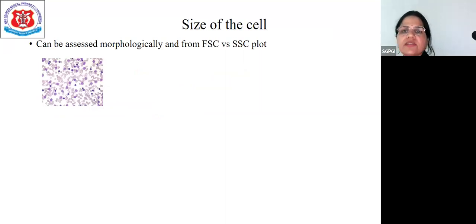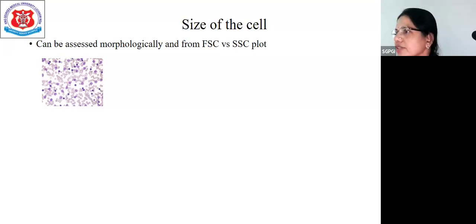So size of the cell with the help of the flow cytometry, when you check the forward scatter versus side scatter, it will give you a clue about the size of the cell. Now looking at this peripheral smear, what can you make out? There is increase in the lymphocyte count, right? What is the size of the lymphocytes?